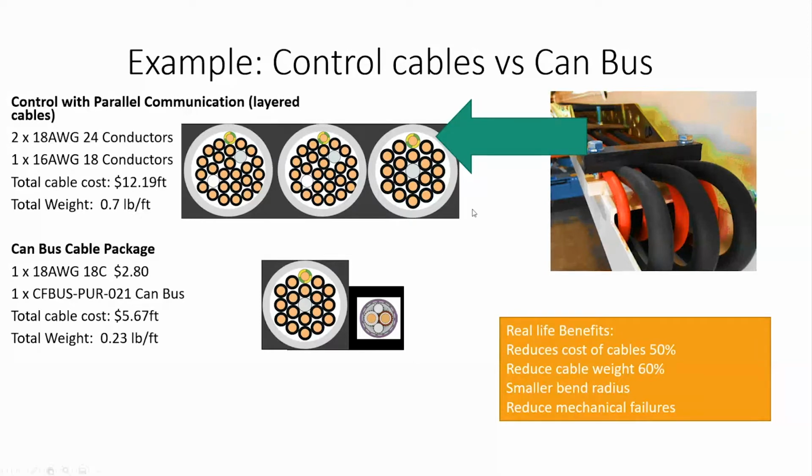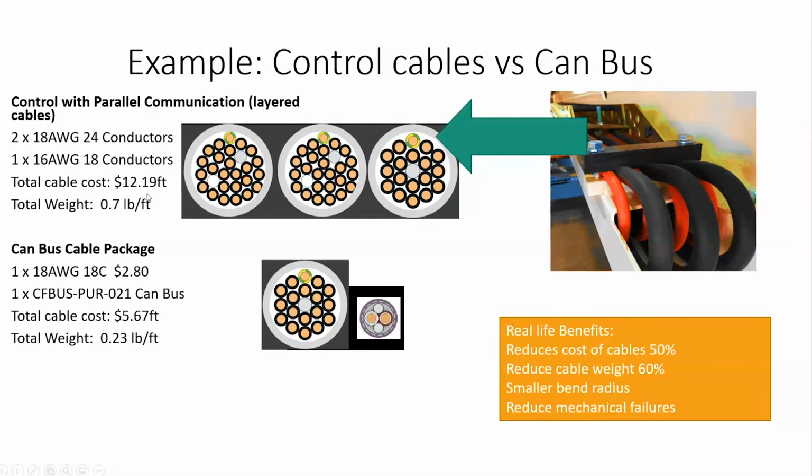So this at the top here is an example of a type of real life application that we've seen on an aerial boom. And that application had two 18 gauge 24 conductor plus one 16 gauge 18 conductor. So here you go. That's like a cross section of what you'd see. And here's the actual application with some hydraulic hoses in, but we'll talk about just the cable. And this is using a steel chain.